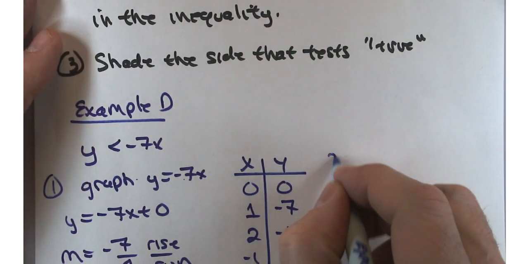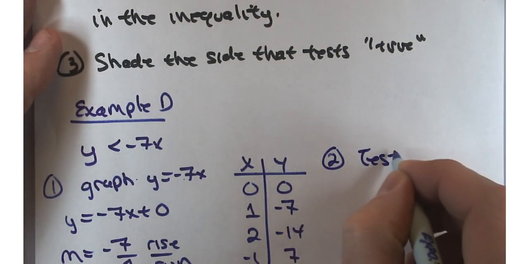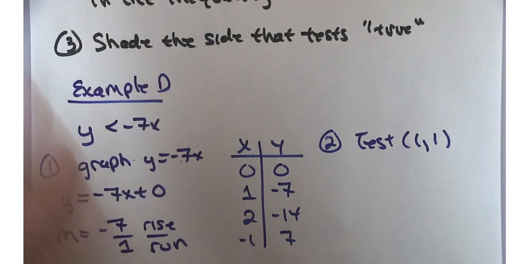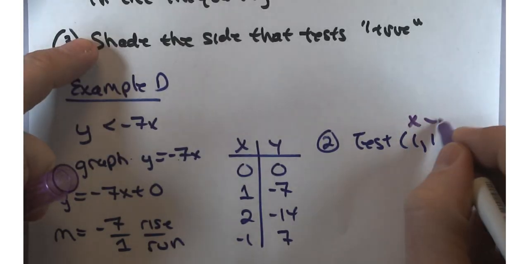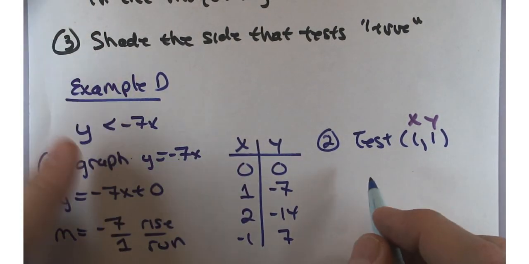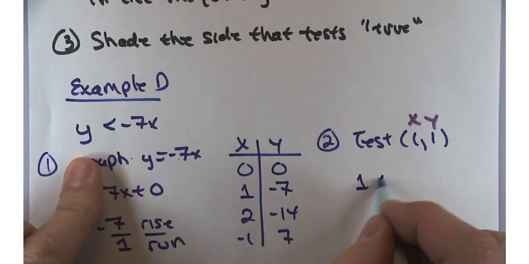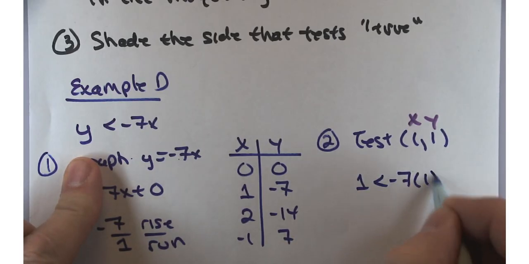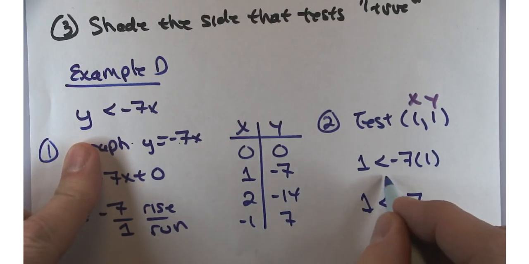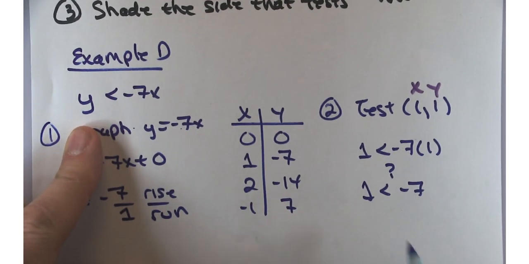So second step, test 1, 1. Sure, let's test 1, 1. So that's your x and your y. We're going to test it in the inequality. So we're going to put in a 1 for y and a 1 for x. Is this true? Is 1 less than negative 7? No, that's false.